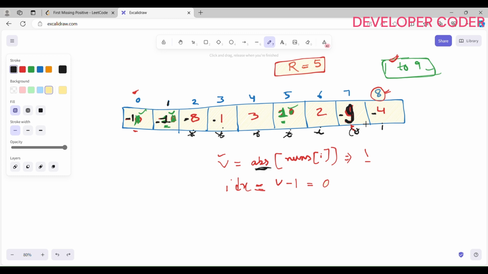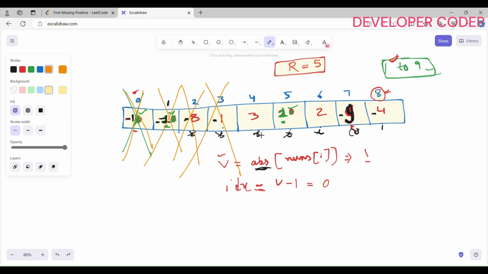Okay, this is done. Now once this is done, I'm going to run one loop, and I have to check if this value is positive or negative. Right now this value is negative, ignore it. I am going to use this orange color. This value is negative, ignore it. This value is negative, ignore it. This value is negative, ignore it. This value is negative, ignore it.